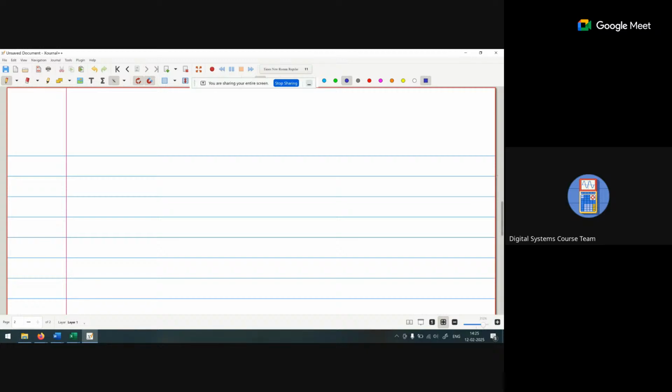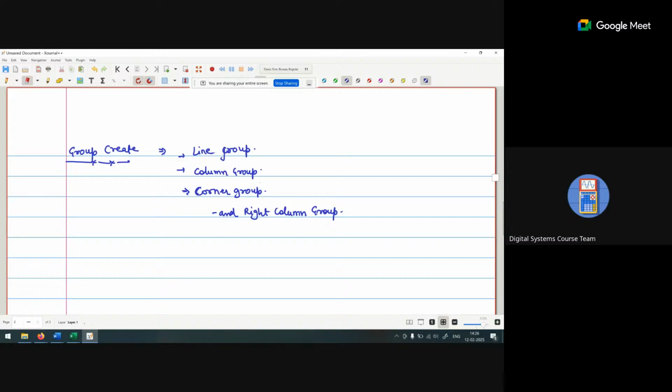Now, how do we create the groups? A line group is possible. That means if mean terms are available in a line, in a single group, a line group is possible. A column group is possible. A corner group is possible. The leftmost and rightmost column group is possible.